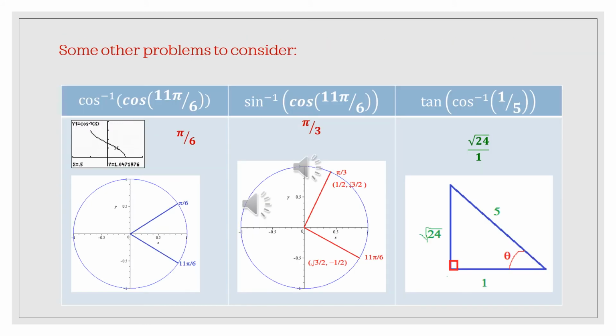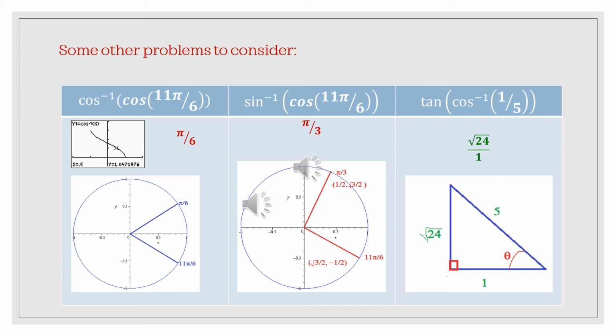Inverse cosine of 11 pi over 6. Now it'd be very tempting to say, oops, inverse functions, they cancel each other out, so my answer should be 11 pi over 6. But 11 pi over 6 is not in the official range of inverse cosine. So cosine of 11 pi over 6 is the square root of 3 over 2. So really I'm asking, what angle gives me a value of square root of 3 over 2? Well, pi over 6 is an angle that gives me cosine equal to square root of 3 over 2. So pi over 6 is in the official range of inverse cosine, and that should be the official answer.